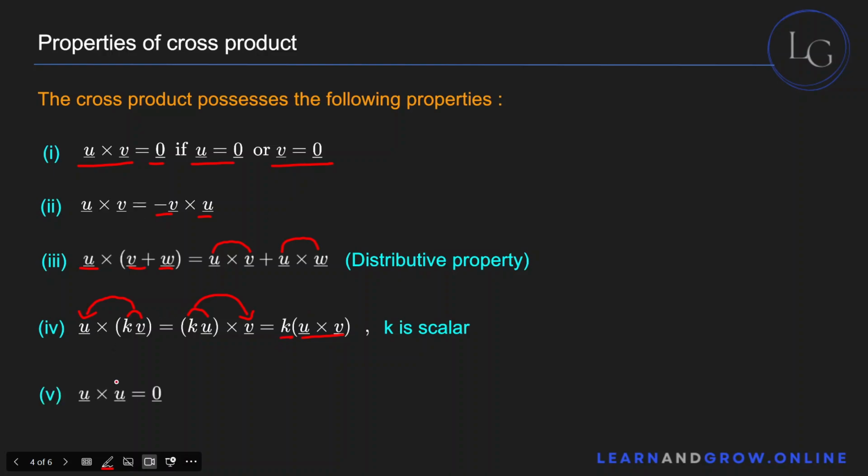And the fifth property is that u cross u is equal to 0. Why? Because u and u have an angle of 0 between them. So theta is equal to 0, which means that sine theta is equal to sine 0, which is equal to, you guessed it, 0.